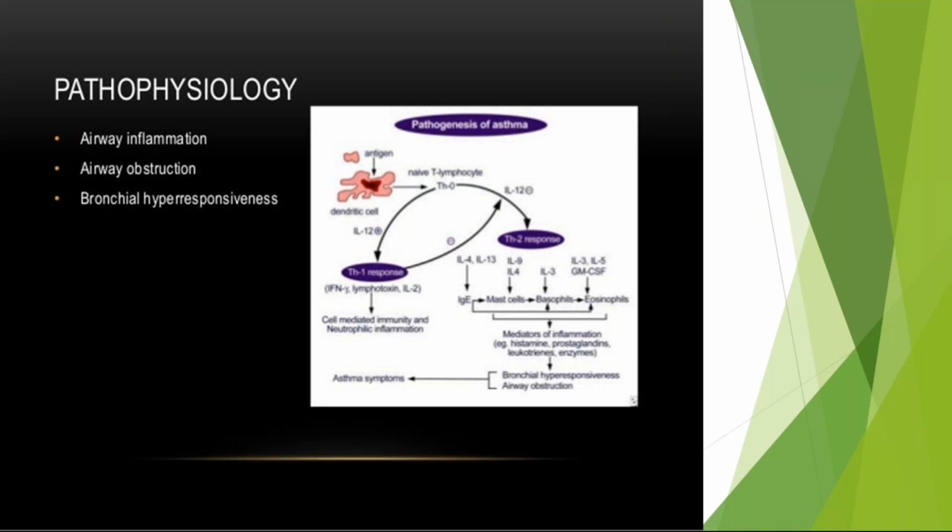Th1 mainly secretes interferon gamma, lymphotoxin, and interleukin 2, and the Th1 response is mainly involved in cell-mediated immunity and neutrophil inflammation. Th2 is mainly involved in allergic response. It leads to stimulation of IgE, which in turn activates mast cells, basophils, and eosinophils. These will secrete mediators of inflammation like histamine, prostaglandins, leukotrienes, and enzymes. These mediators are responsible for bronchial hyperresponsiveness and airway obstruction. Due to this, we will develop the asthmatic symptoms.